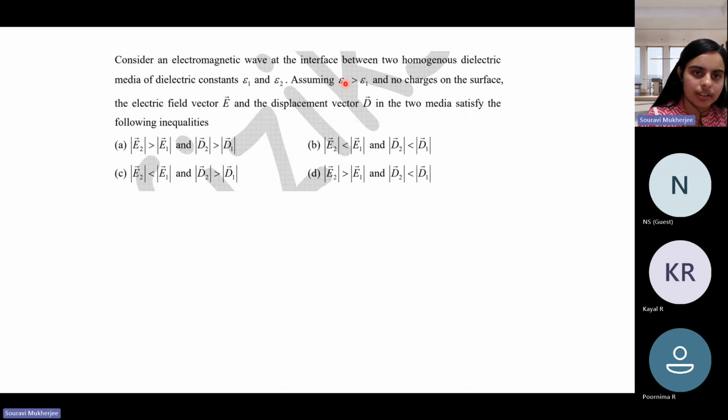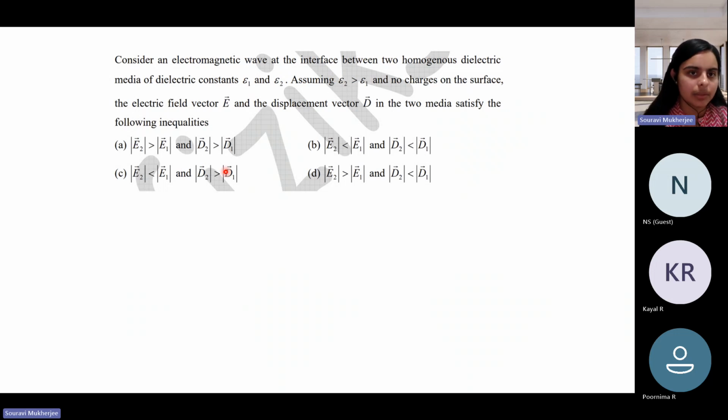and there's no extra charges anywhere, that means if your dielectric constants are more, then the displacement vectors are supposed to be more in that medium, right? So that tells you that your D2 should be greater than D1. Now, if D2 is greater than D1, we know that epsilon 2 is greater than epsilon 1, right? Now, talking about these two cases, what happens to the effective field? Like what is the electric field?